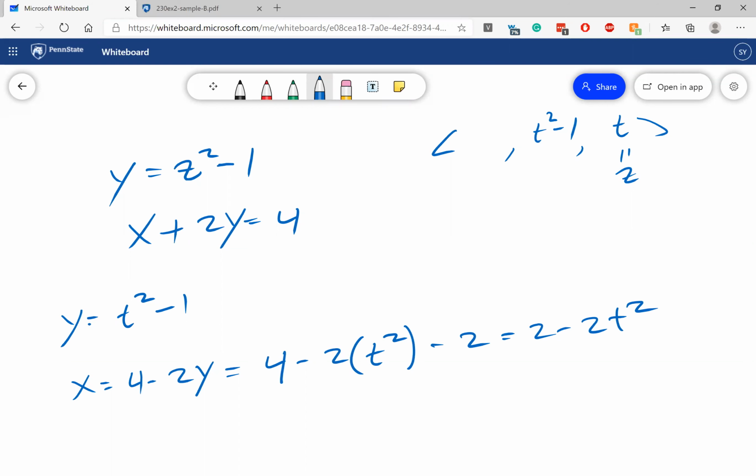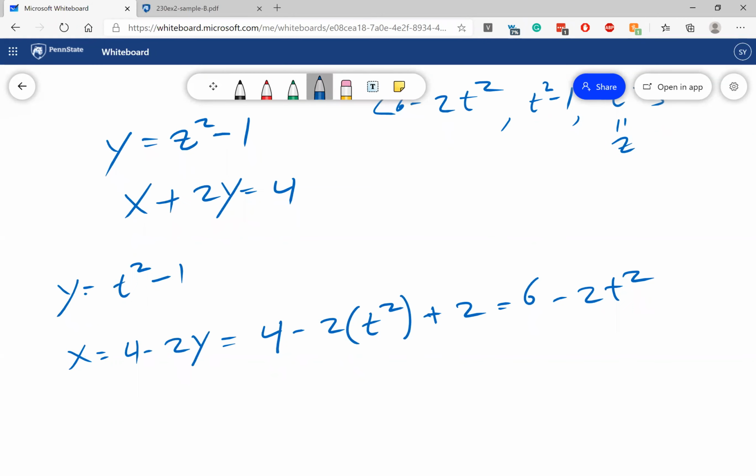Wouldn't it be plus 2? Oh, because this is negative. Yeah. I got 6 minus 2t squared. Oh yeah, perfect, thanks. So 6 minus 2t squared. So that would be our curve.